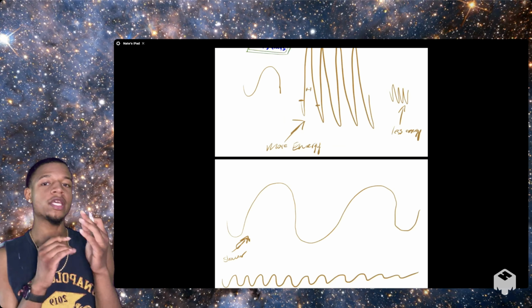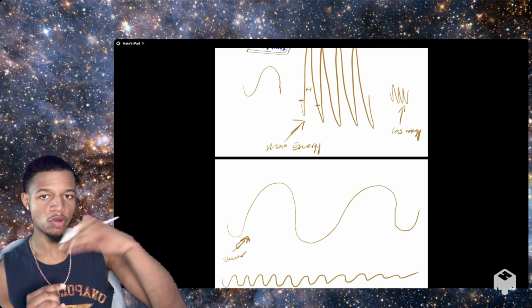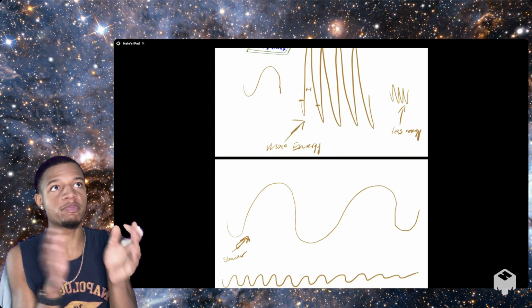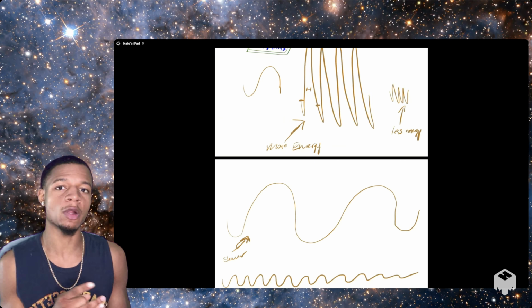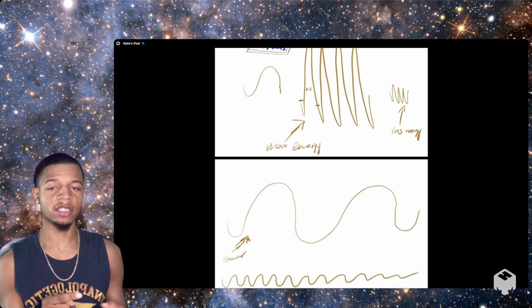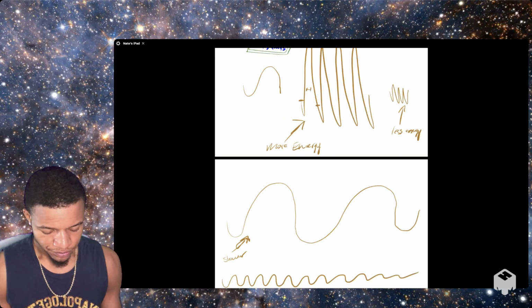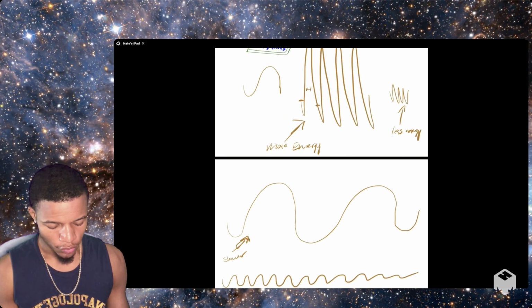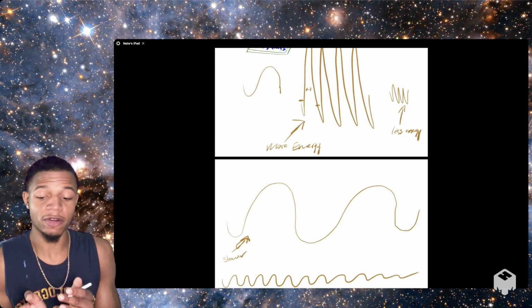And so we can only see certain frequencies because they move at certain speeds. We can only see a certain amount of frequencies, and typically frequencies are measured in hertz and stuff like that. And so we can only see a certain amount of frequencies.